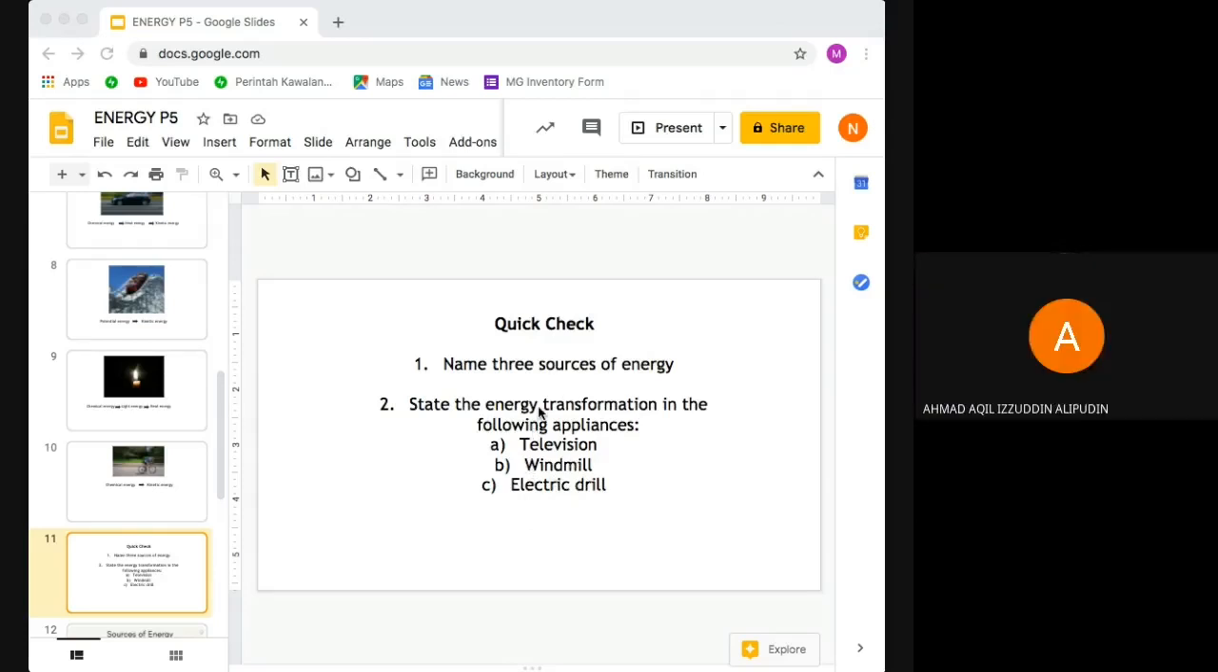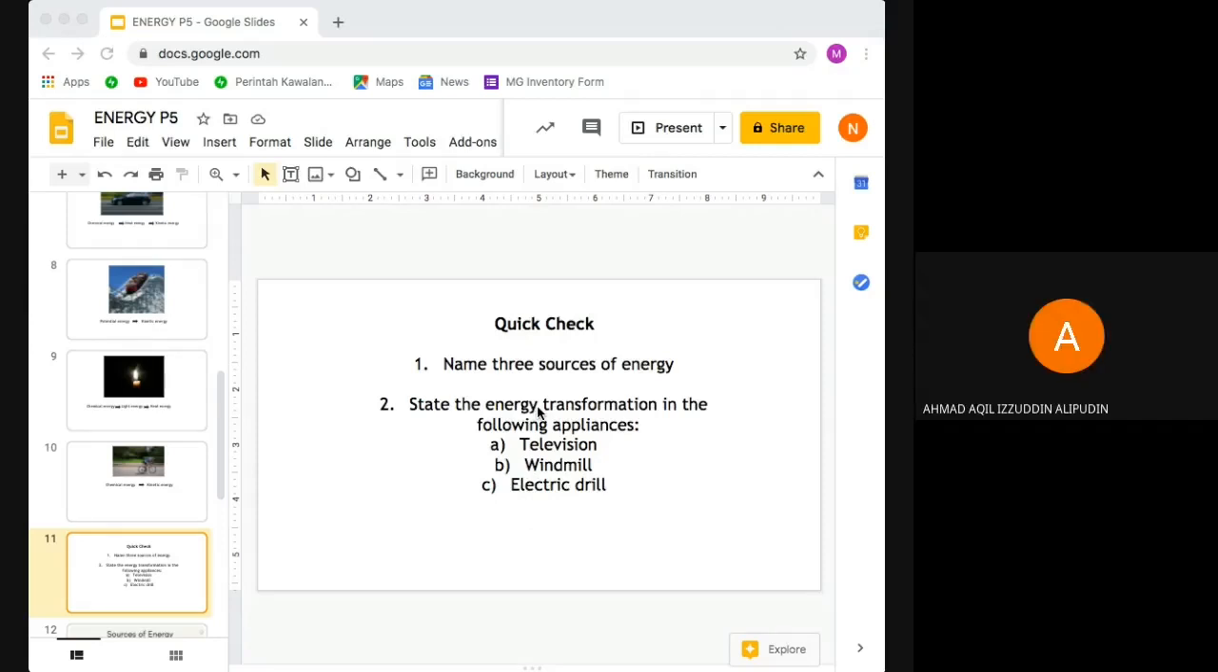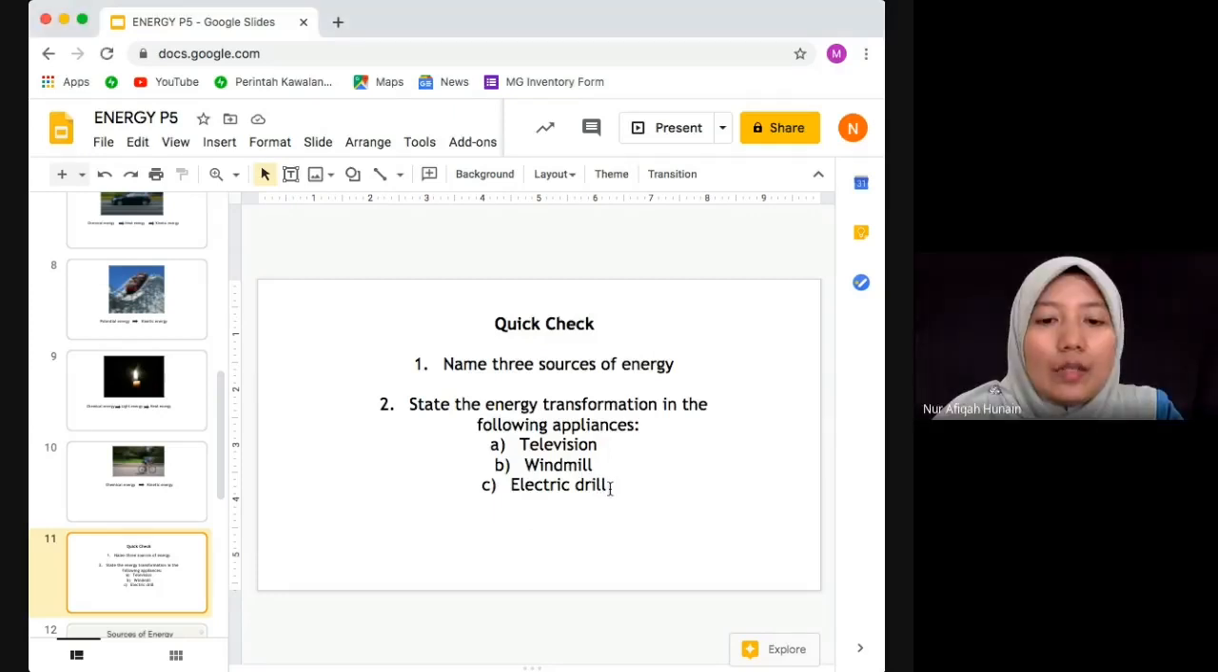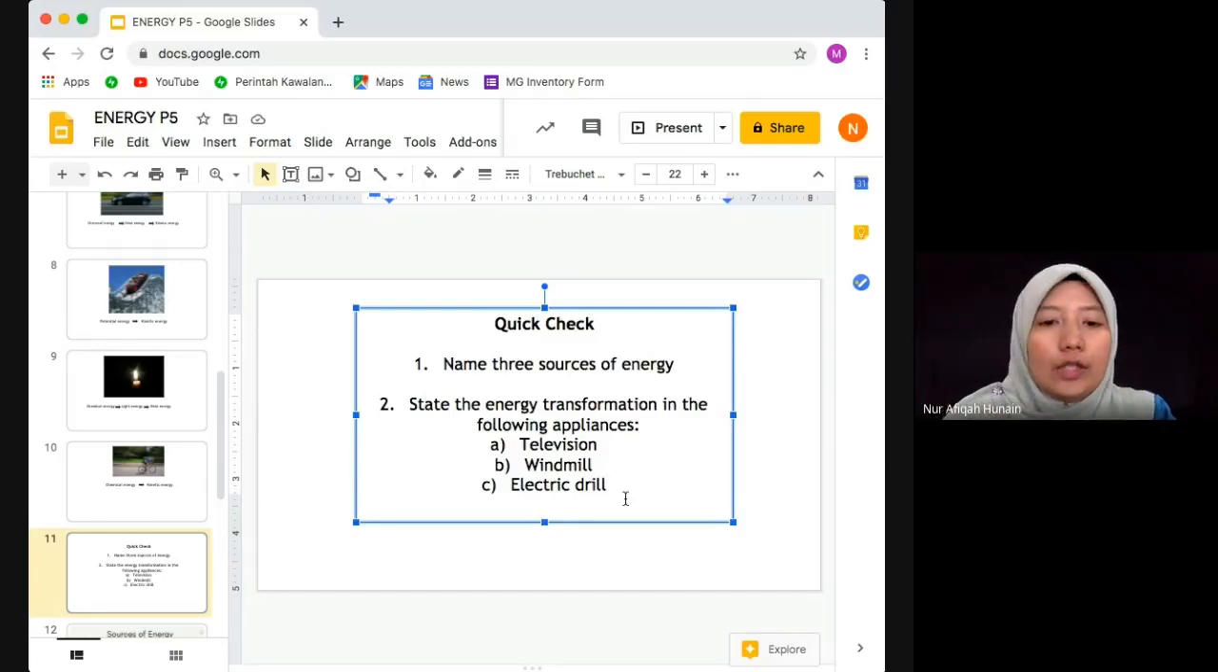Teacher, how about the heat energy? Yes, heat as well. The last one is heat. Okay, sound plus heat. It's moving because you drill, and then it moves. So later it produces heat energy.